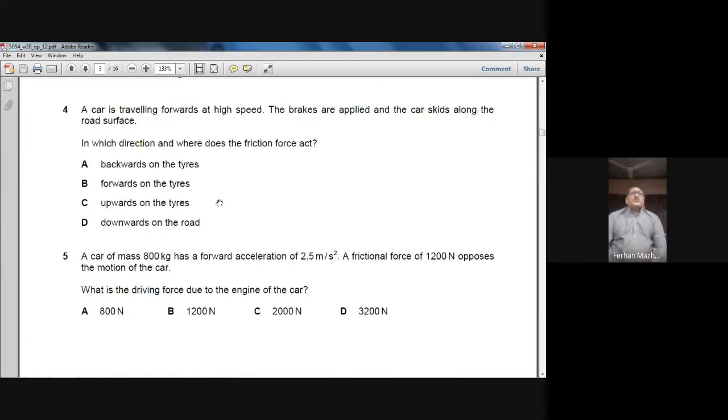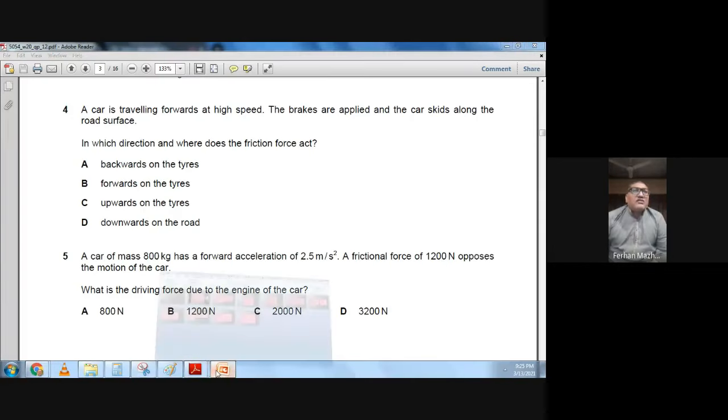Next question on your screen, question number 4. We are attempting the October, November 2021 Paper 2. It's an MCQ paper. Question number 4. A car is traveling forward at high speed. The brakes are applied and the car skids along the road surface. In which direction and where does the friction force act? It's a very, very tricky question.